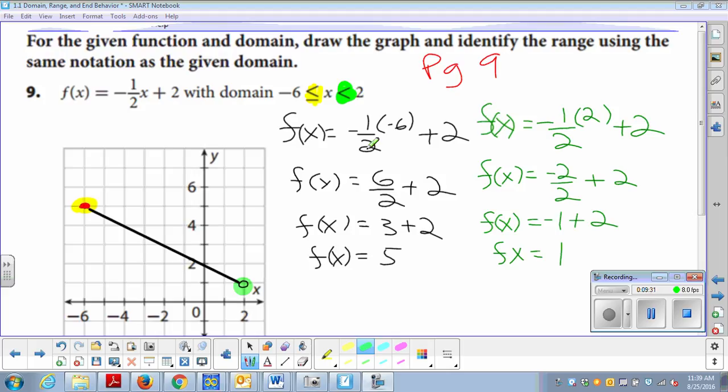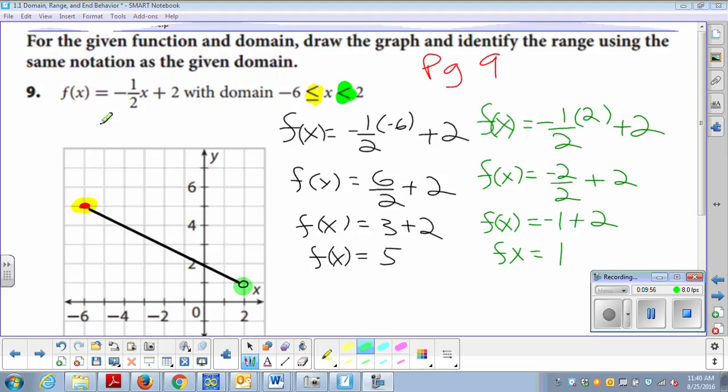Okay. Now I've figured out what I needed to do to graph it. The next thing I need to do is figure out what the range is going to be. Well, the range is going to be up and down for the y. So going up, the range is going to be as high as 5. But going down, it's going to go as low as 1, between 5 and 1.